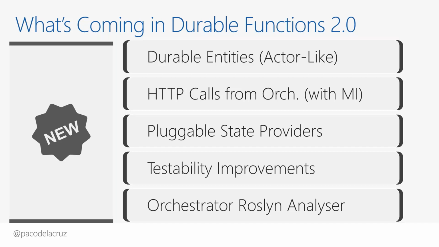As I mentioned, now you will be able to bring your own state provider. So for example, instead of using Azure Storage, you can use Redis for hosting your durable functions on-prem, and you will be able to do that. They are also providing some improvements for testability, so you will be able to better test your durable functions. And they are also providing a Roslyn analyzer. So whenever you have some code that is not compliant with the requirements of an orchestrator, which makes your workflow non-deterministic, you will see these warnings in your editor like VS Code or Visual Studio.